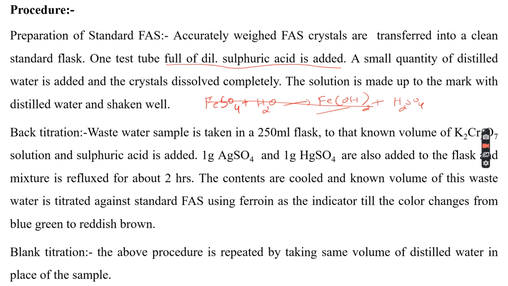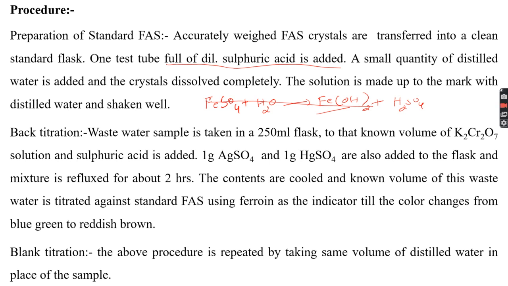Then you have to carry out a back titration. For the determination, we take 250 ml of water sample, and to that we introduce 1 gram of silver sulfate and 1 gram of mercuric sulfate in an RB flask. Then that mixture is refluxed for about 2 hours. Then cool to room temperature.